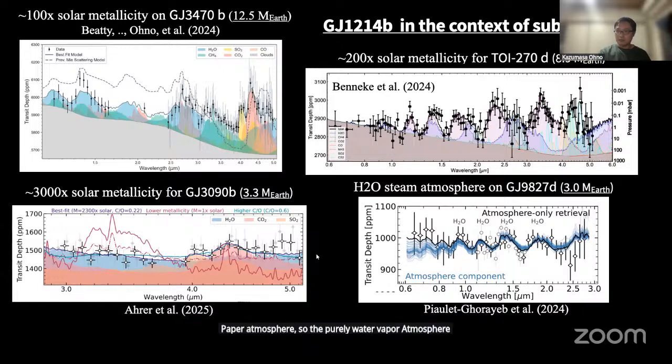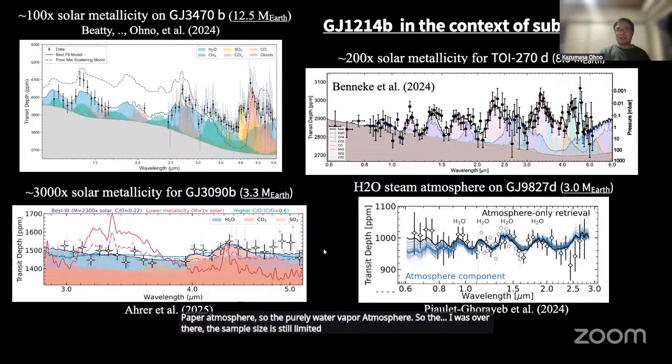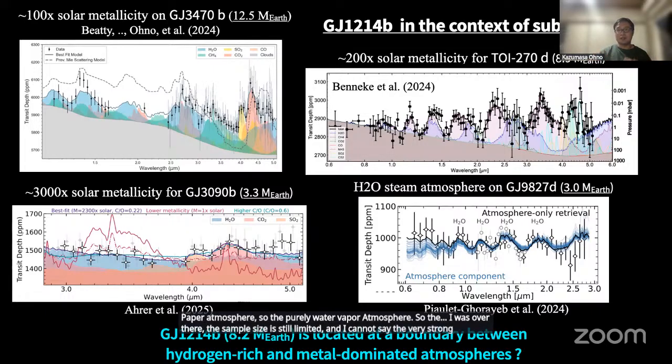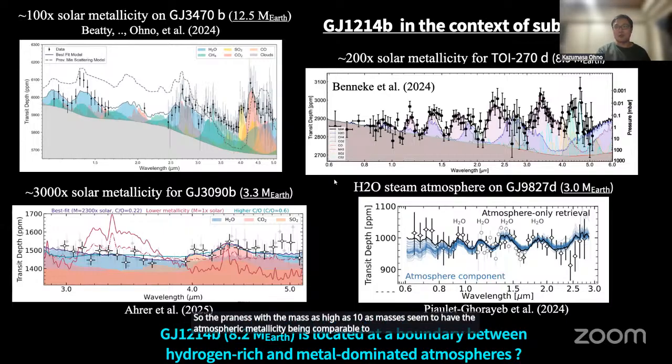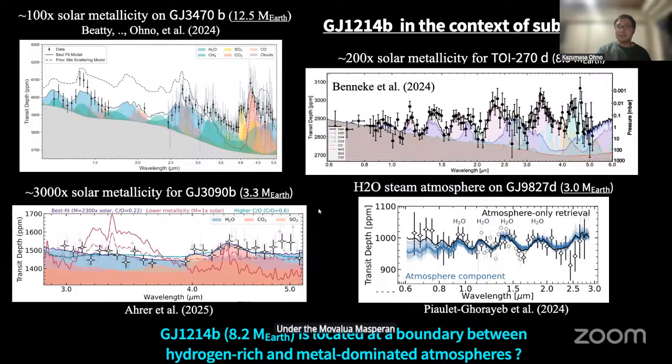So although the sample size is still limited, and I cannot make a very strong claim about what kind of trend may be present, one interesting hypothesis is that the planets with masses as high as 10 Earth masses seem to have atmospheric metallicity comparable to Uranus and Neptune, and the lower mass planets seem to have more metal dominated atmospheres.